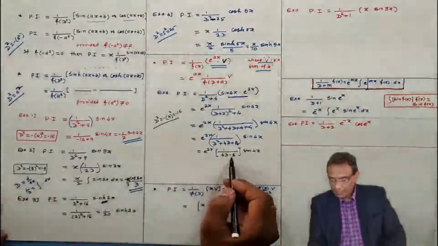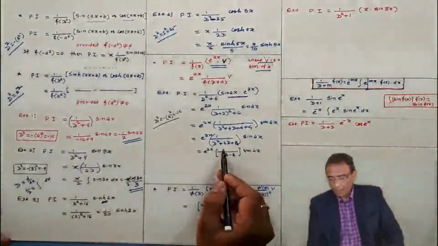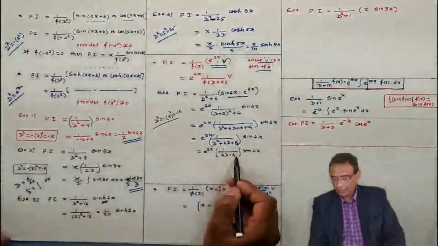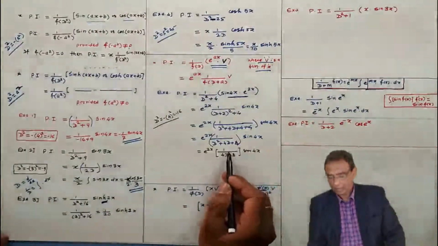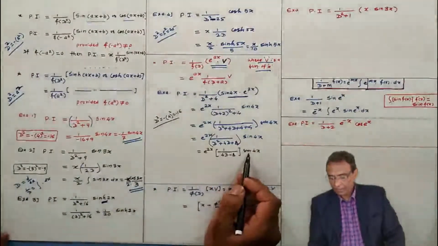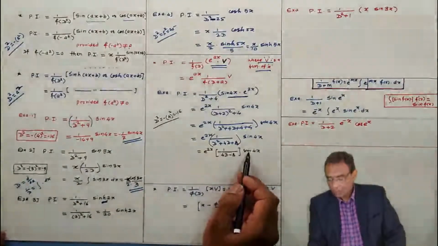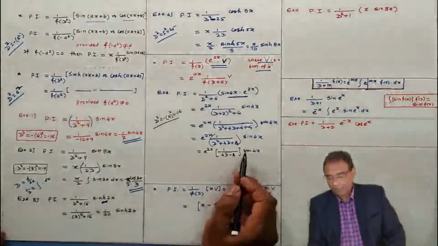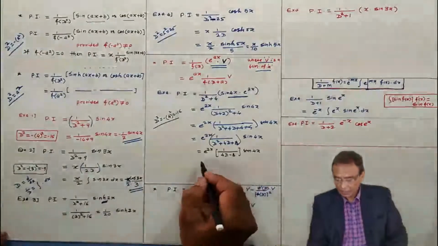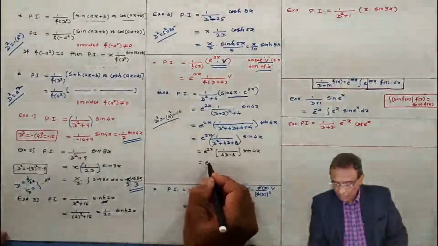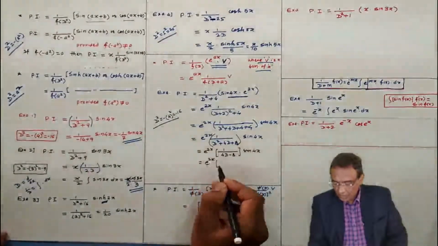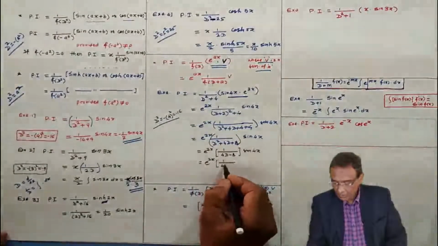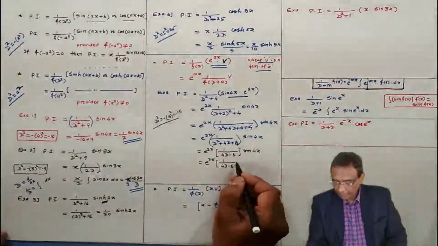Minus 16 plus 8 is minus 8. Now, I am operating this operator on sine 4x. When you operate an operator on sine or cos, d square is the target. So what I am going to do is bring d square into the denominator by rationalizing this one. Okay, 4d minus 8 is there.